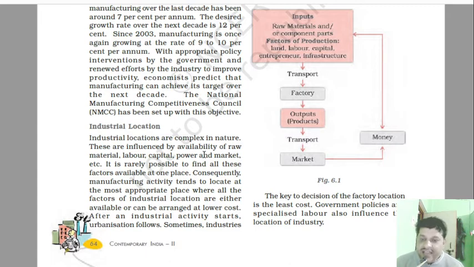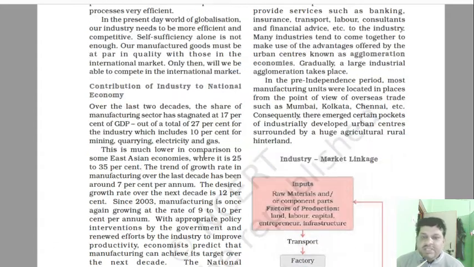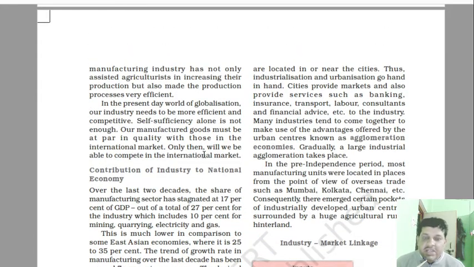After an industrial activity starts, urbanization follows. Here, one thing to note down is that industrial setup and the urbanization process go hand in hand. Some industrial towns have developed, and some towns have developed due to the establishment of industries. Sometimes industries are located in or near the cities. Thus, industrialization and urbanization go hand in hand.